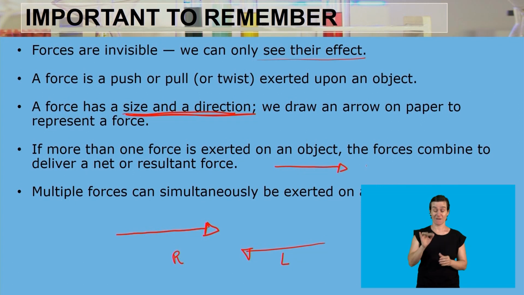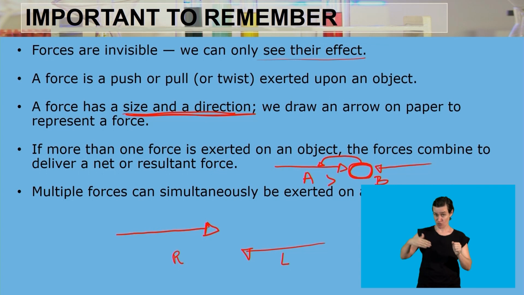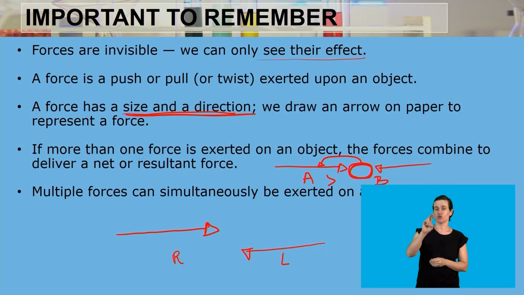If the two forces are balancing each other out, that means the resultant is going to be zero. However, should the forces exerted onto an object be different in magnitude, say force A is greater than force B, then the direction taken by the object will be determined by the greater force. So if the greater force was exerted to the right-hand side, then the object is going to go to the right-hand side with the resultant force.